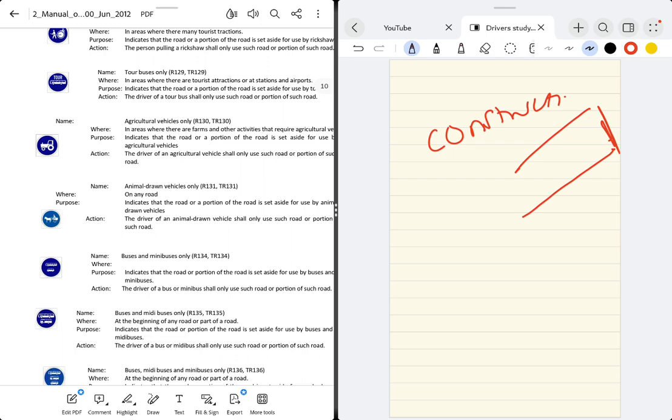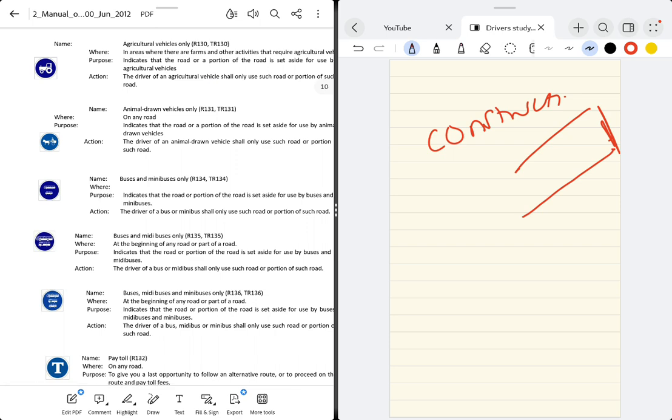Agricultural vehicles only. Then look at the rickshaw and compare it to the animal drawn. So rickshaw, the guy is pulling. With an animal drawn vehicle, the animal is pulling, a donkey. Then buses and minibuses only. Okay, bus and midibus only. Look at a midibus and a bus. So the midibus, the big window is by the second.